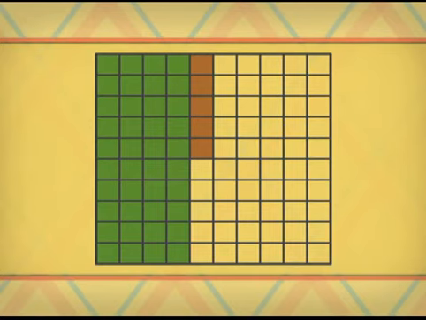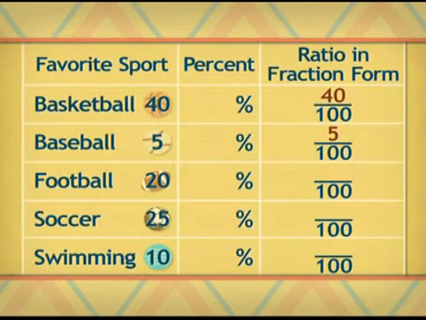All right. Now, what is the ratio of students who chose football as their favorite sport?